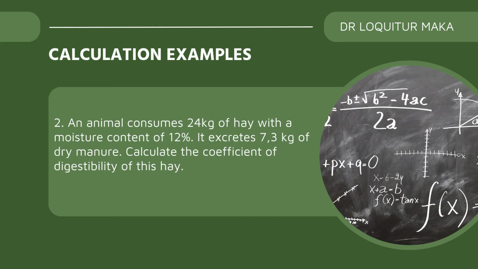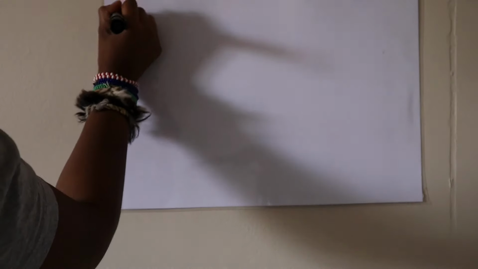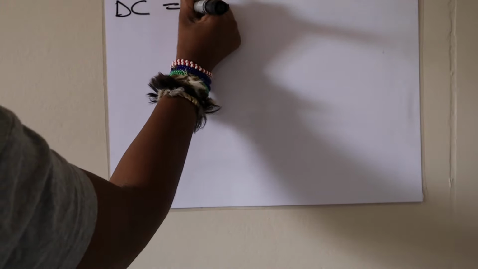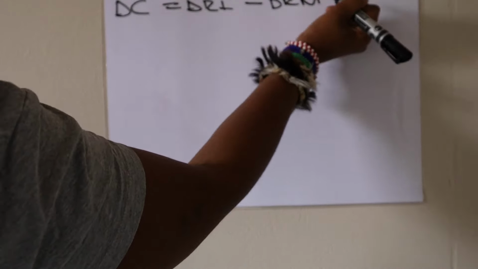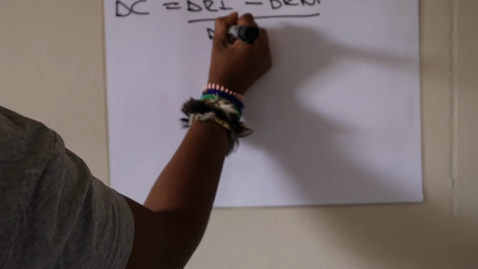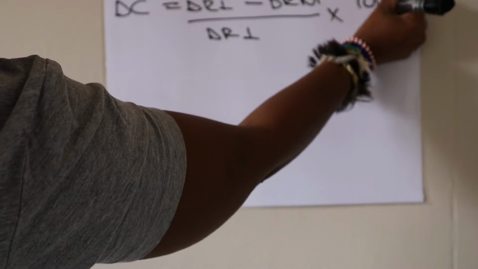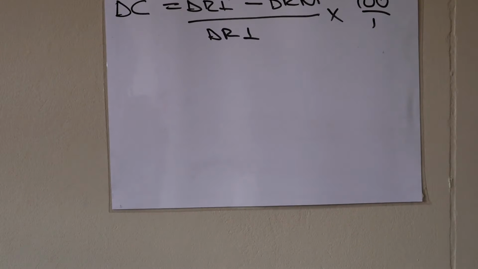So let's look at the second example now. An animal consumes 24 kg of hay with a moisture content of 12%. It excretes 7.3 kgs of dry manure. Calculate the coefficient of digestibility of this hay. Now, remember from our formula, digestibility coefficient is equal to the dry matter intake minus the dry matter manure, divided by the dry matter intake. This is multiplied by 100 because we need the percentage.